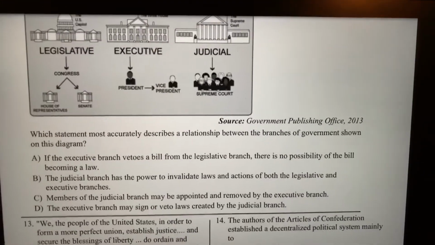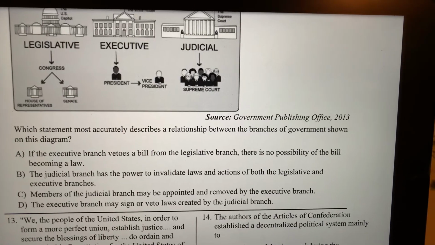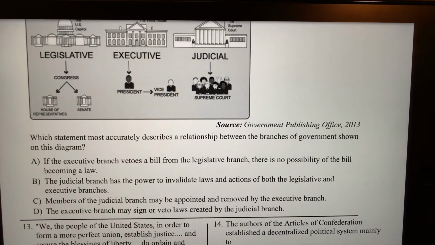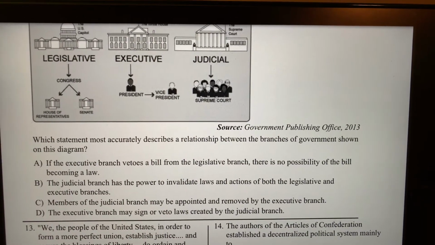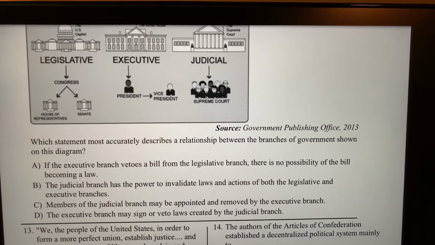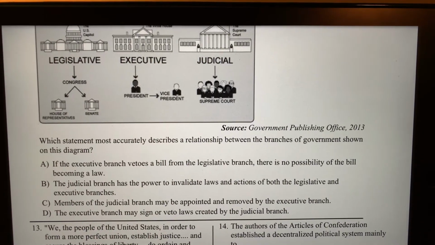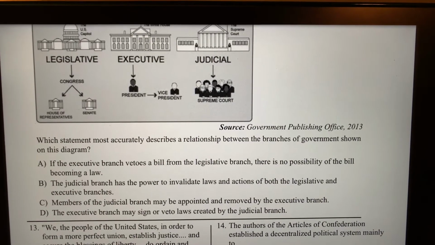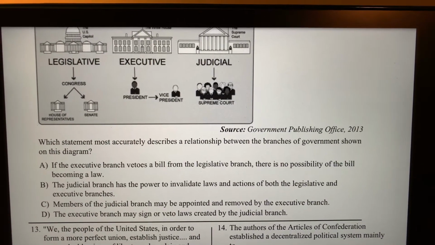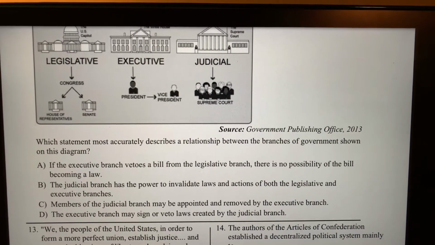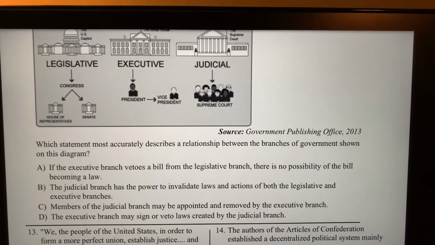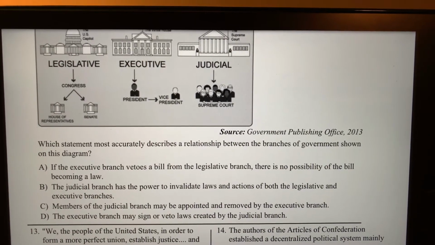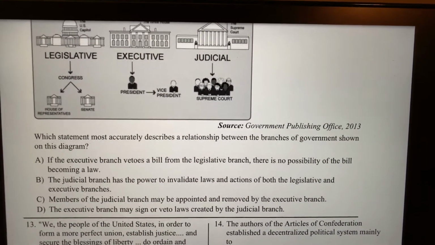Which statement most accurately describes a relationship between the branches of government shown on this diagram? A. If the executive branch vetoes a bill from the legislative branch, there is no possibility of the bill becoming a law. B. The judicial branch has the power to invalidate laws and actions of both the legislative and executive branches. C. Members of the judicial branch may appoint and remove the executive branch. D. The executive branch may sign or veto laws created by the judicial branch.